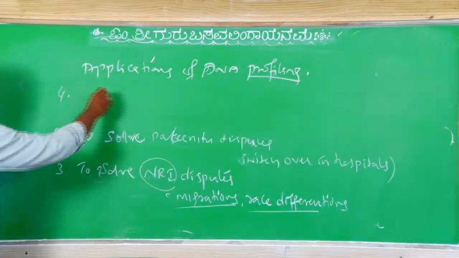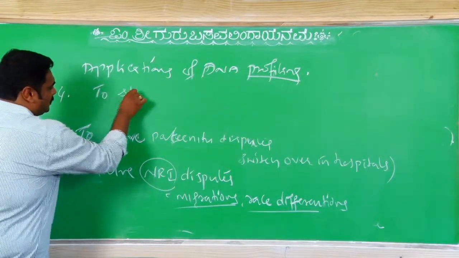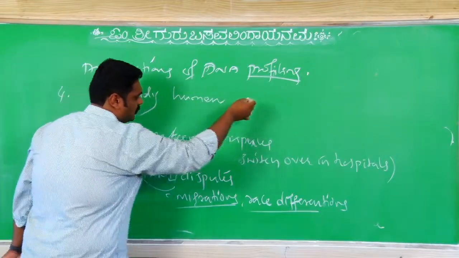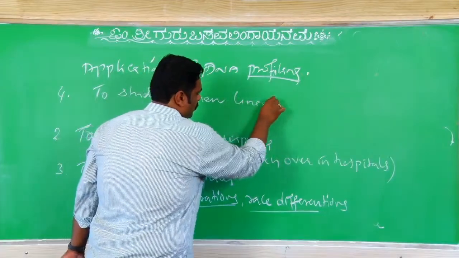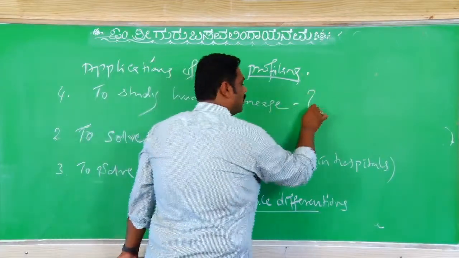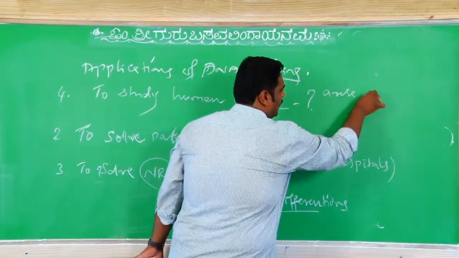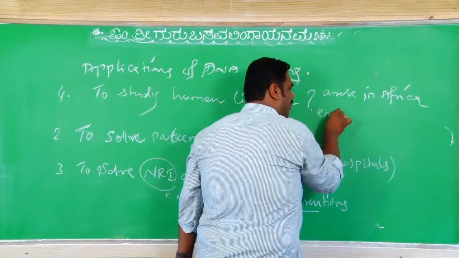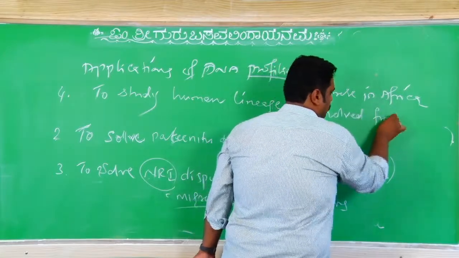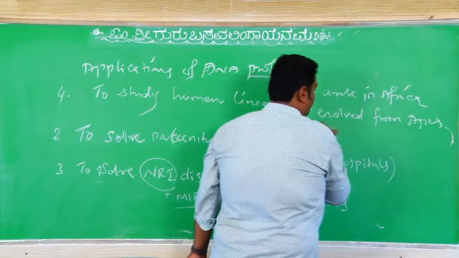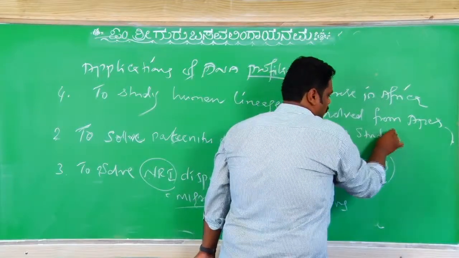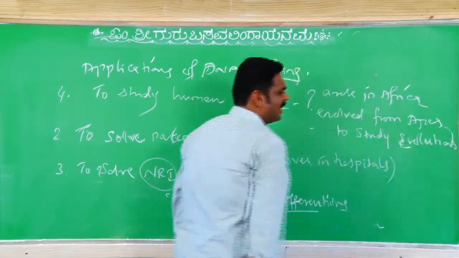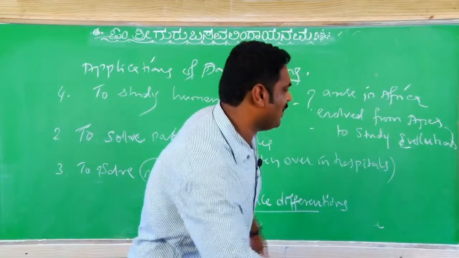Fourth, to study human lineage. Like how humans arose in Africa, how humans evolved from apes. Overall, to study evolution. It's very much beyond the knowledge of thinking and understanding how fingerprinting could really help this.